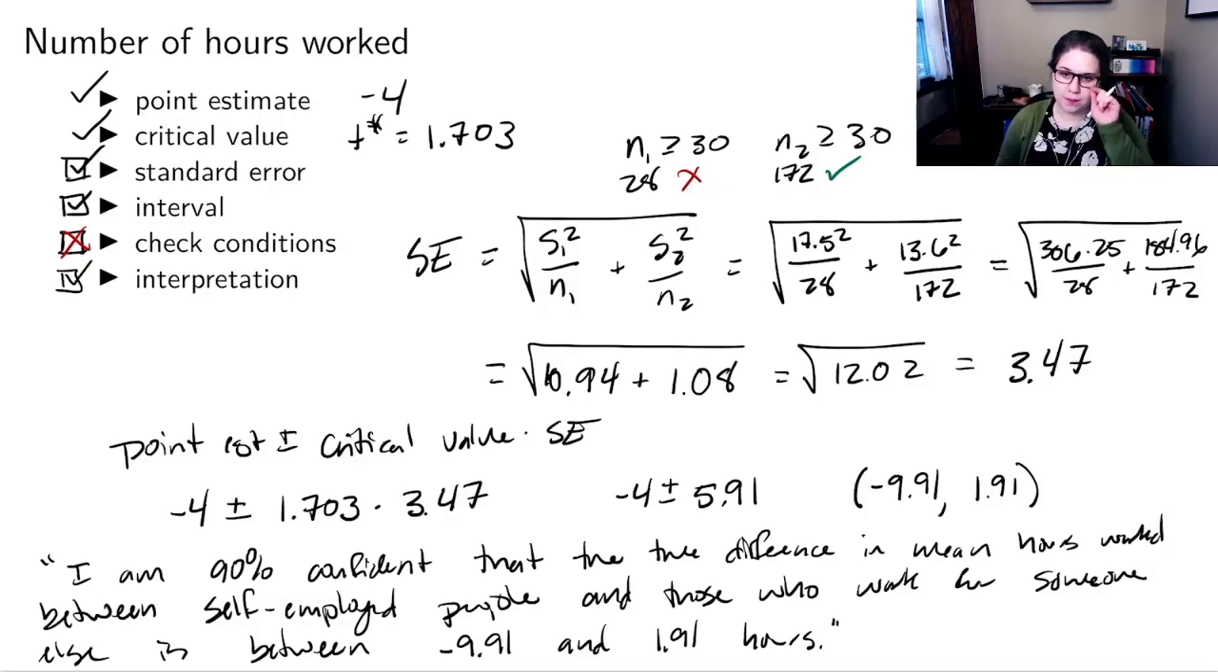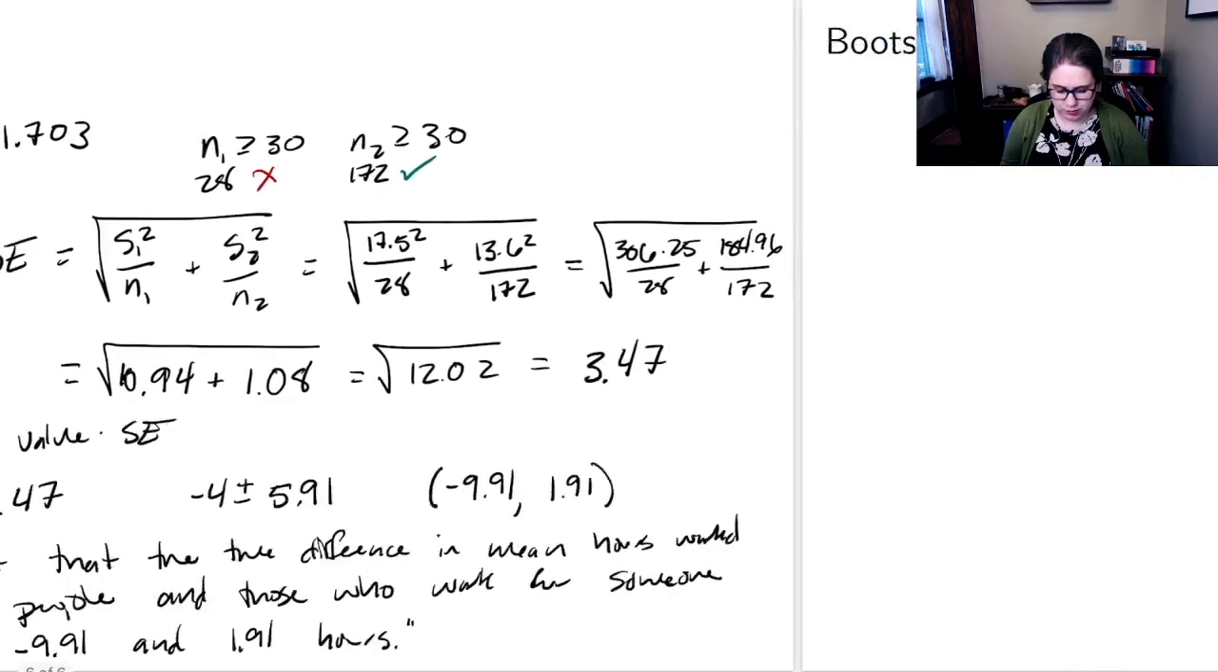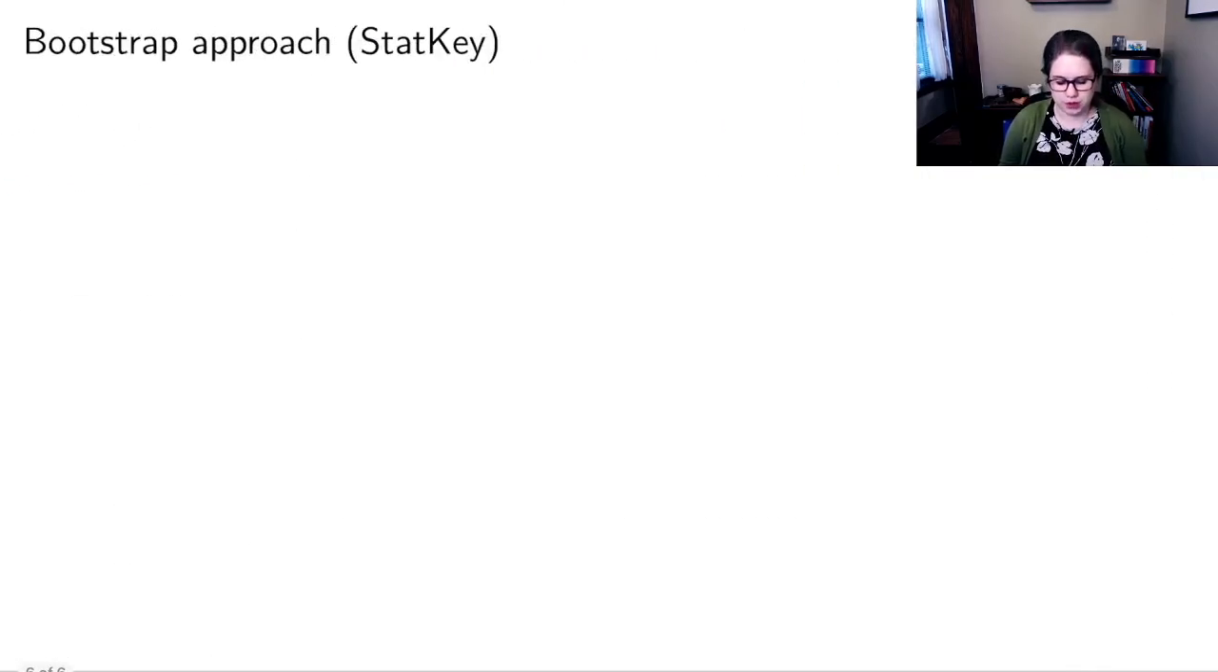So I said that maybe we shouldn't have done inference using a t-distribution. Maybe we should have done a bootstrap approach. So I'm going to go to StatKey and just show you how that would work.